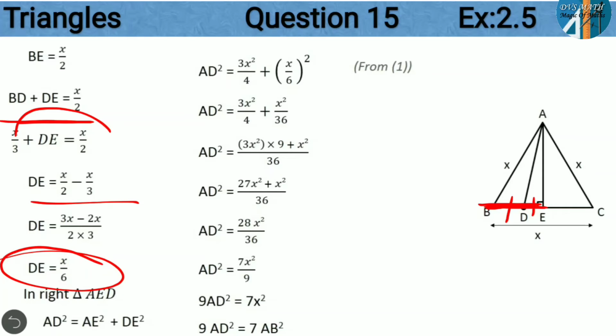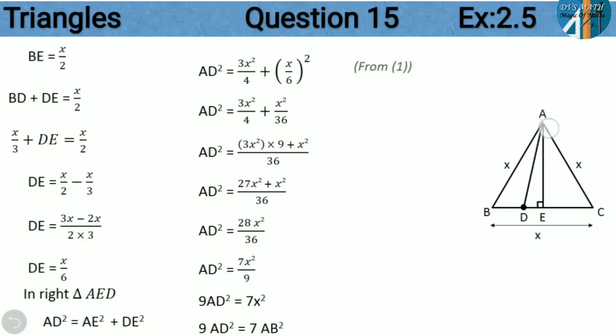So here what is our proof? That is AB and AD, right? For that we consider the smaller triangle AED. In triangle AED, AD square is equal to AE square plus DE square. Now let us substitute. AE square is 3x square by 4, plus what is DE? X by 6 whole square.